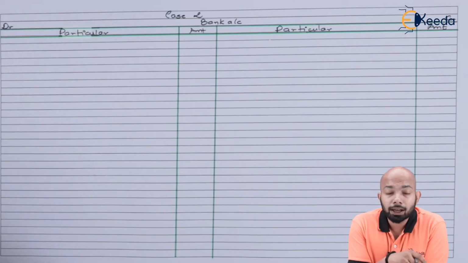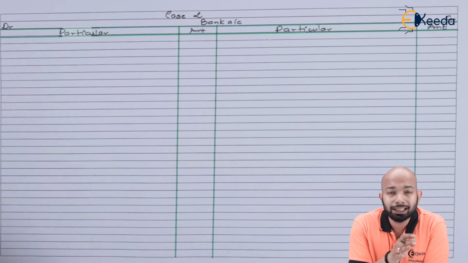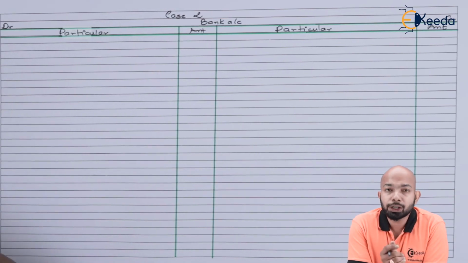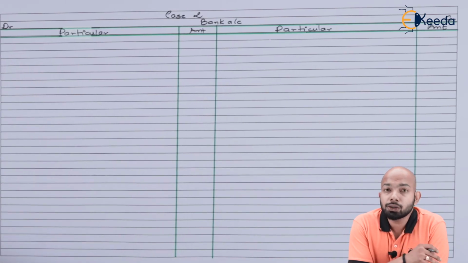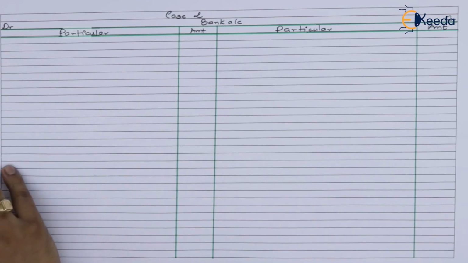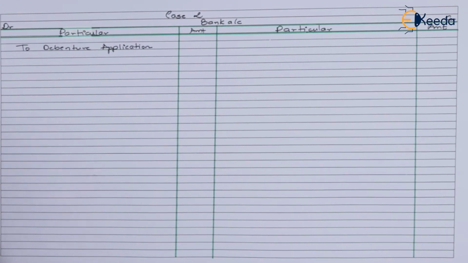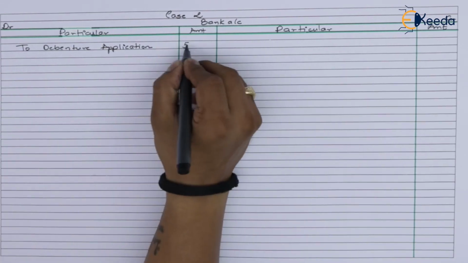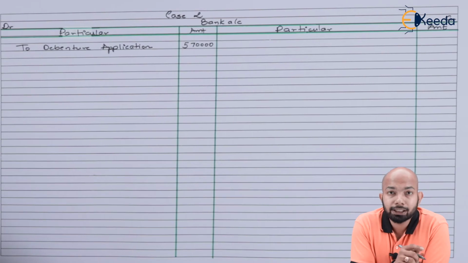Now, while preparing the bank account, wherever bank has been debited, we'll mention the opposite entry to it. Like, for example, bank account to debenture application is the entry. So on the debit side of bank account, we'll be mentioning it as to debenture application with the amount related to bank. Let's start with that. So the first thing that we have mentioned here is to debenture application 5,70,000 rupees. Let's mention the next entry.